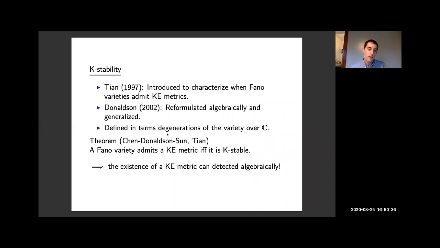So it's a celebrated theorem of Chen, Donaldson, and Sun, who are or were at Stony Brook, and also there are results of this by Tian, that says a Fano variety admits a Kähler-Einstein metric if and only if it is K-stable. Let me just briefly mention that this was an extremely challenging result in complex differential geometry that was achieved after many years of work. This is what Chen, Donaldson, and Sun won the Veblen Prize for. The wonderful thing about this theorem is that it says the existence of a Kähler-Einstein metric, which is something in differential geometry, can be detected purely algebraically.